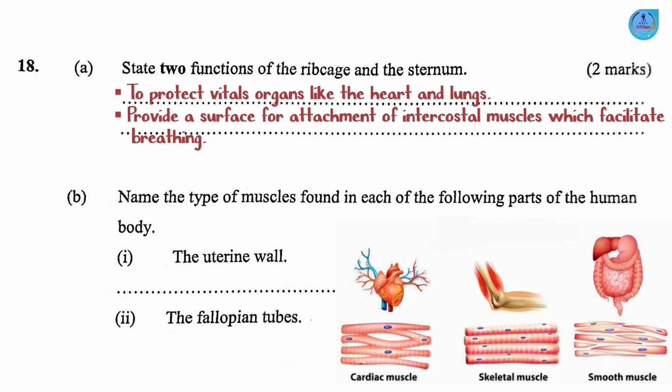If you look at the uterine wall, it's in the uterus, okay? The fallopian tubes, those are not attached to the skeleton, so that takes out the skeletal muscles too. And which are we remaining with? These are the smooth muscles. Smooth muscles are also known as visceral muscles. So these are present in both.